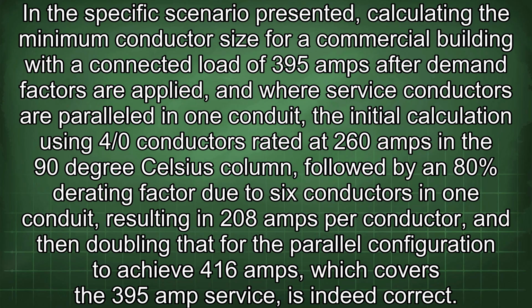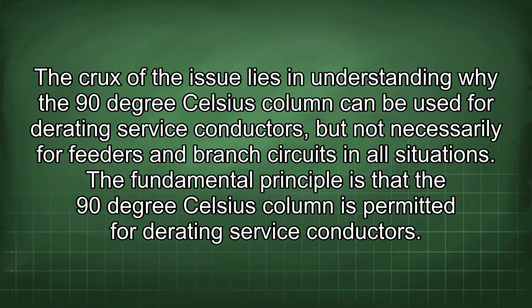in one conduit, resulting in 208 amps per conductor, and then doubling that for the parallel configuration to achieve 416 amps, which covers the 395 amp service, is indeed correct. The crux of the issue lies in understanding why the 90°C column can be used for derating service conductors, but not necessarily for feeders and branch circuits in all situations.